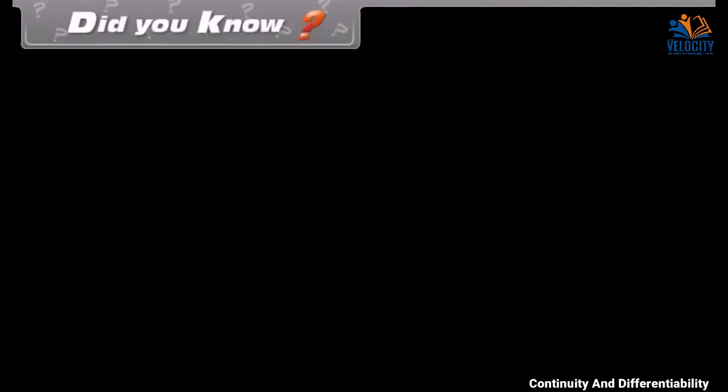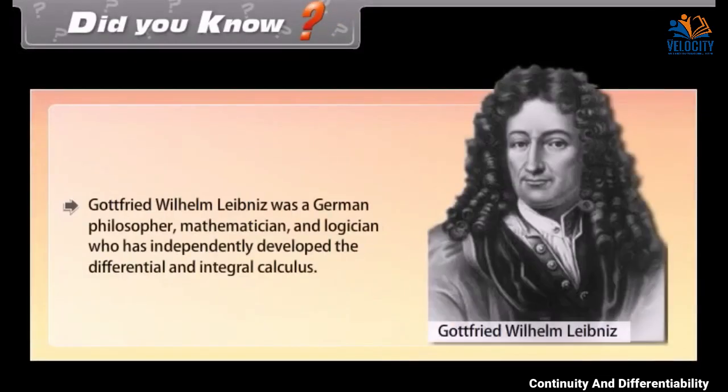Did you know? Gottfried Wilhelm Leibniz was a German philosopher, mathematician, and logician who independently developed the differential and integral calculus.